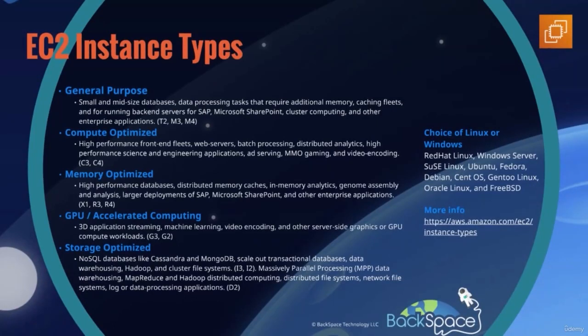There are a number of different instance types that are available for us to select with EC2. The first one, and the one that we've been using so far, is the general purpose types. They're great for, as the name suggests, general purpose databases, data processing tasks, back-end servers, and the like. The next one there is compute optimized. So it's going to have a lot of compute capacity available, and that's going to be good for web servers, for batch processing, and the like.